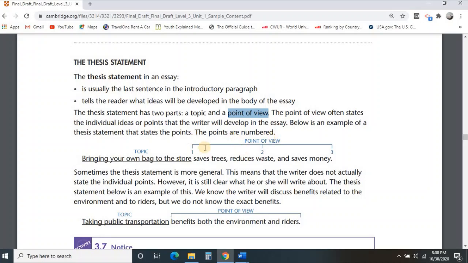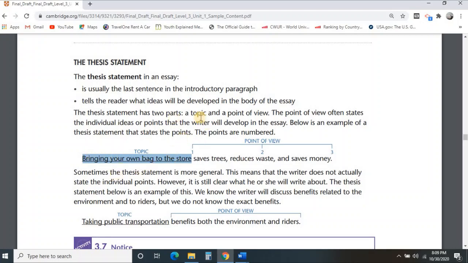Now, as I said here, the thesis statement should include the topic and the point of view. The underlined part is an example of a thesis, a very good and simple example. Bringing your own bag to the store saves trees, reduces waste, and saves money. The topic is bringing your own bag to the store. Let's reword this topic into a question or a prompt: What are the advantages of bringing one's own bag to the store? Let's consider this as a prompt for this thesis statement.